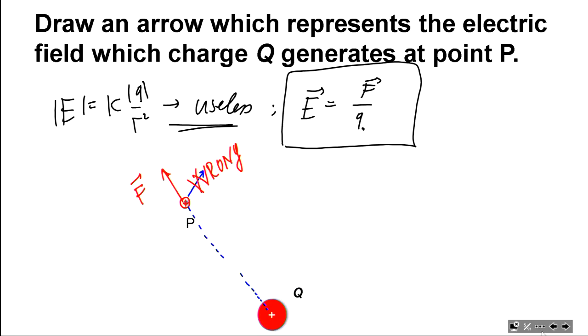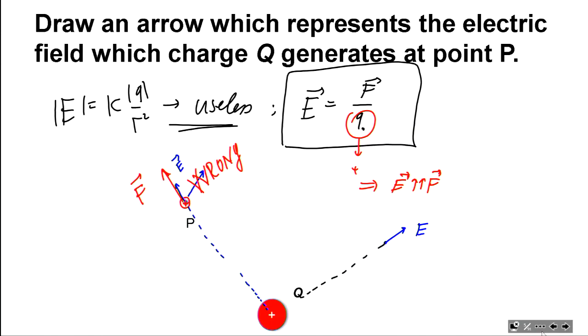But as we know, if the test charge is positive, the electric field and the force are parallel to each other, which means the electric field also should point away from the source charge. That's it. That's the reasoning. And of course, if we choose any other location, let's say here, the exactly same reasoning would tell us that the electric field at that location should point along this line away from the source charge.